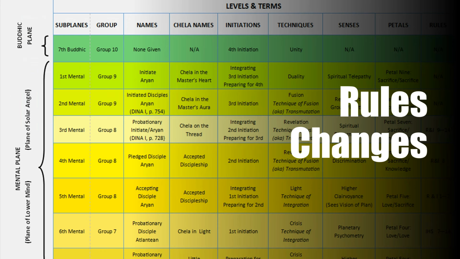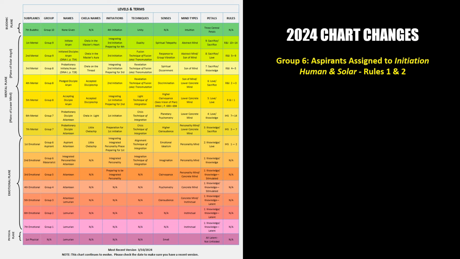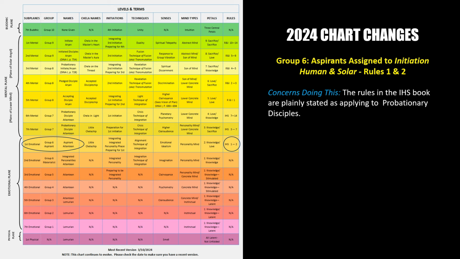Now let's look at changes made in the rules column. So I have reassigned where I think the rules in Initiation, Human, and Solar, and the rules raise and initiation belong on the subplanes and on this chart. And the first change I've made is that I now believe that group 6 aspirants should be assigned to Initiation, Human, and Solar rules 1 and 2. My concerns about doing this: the rules in the Initiation, Human, and Solar book are plainly stated as applying to probationary disciples. So I'm fudging it here, perhaps by associating the first few rules with aspirants.